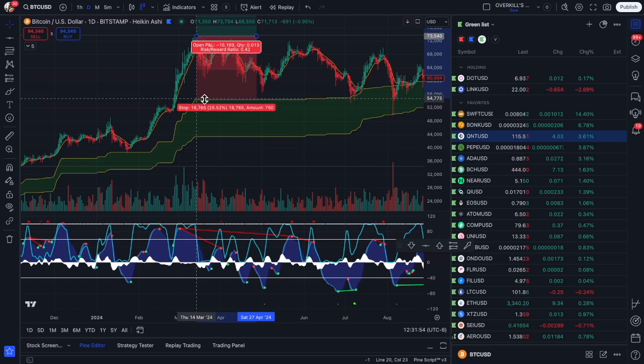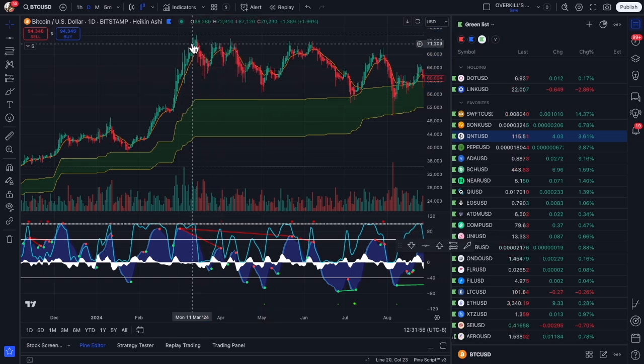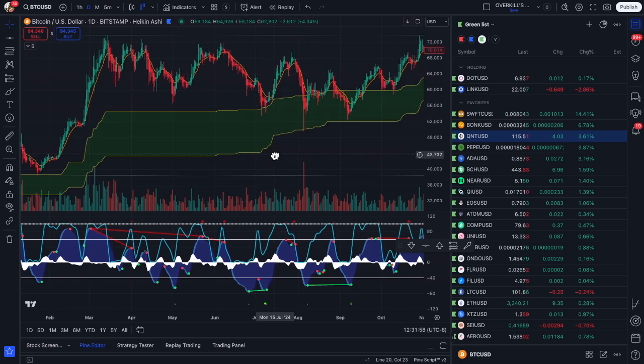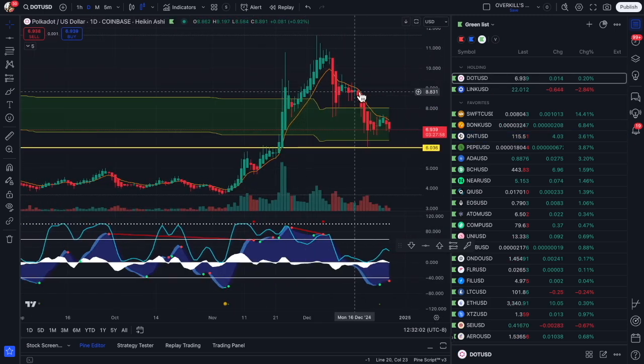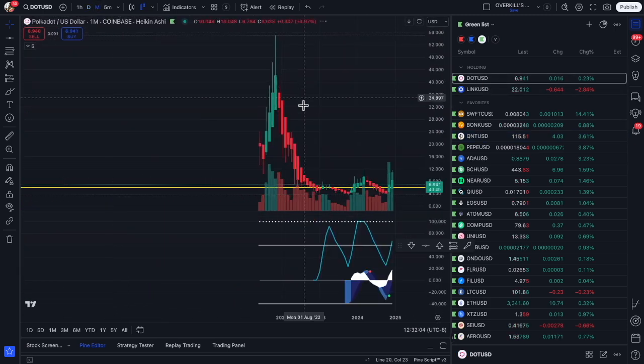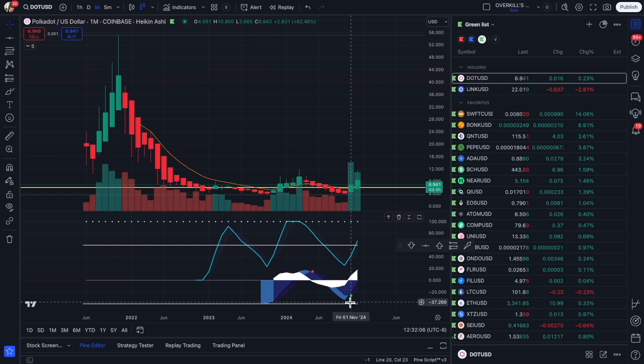Okay, that was 25% off of the golden zone. What we want is a retracement into that, as long as the last dot on the monthly is green. So if you take a look at some of the positions I'm holding, you can see Polkadot. Polkadot got the green dot last month, that was in February.